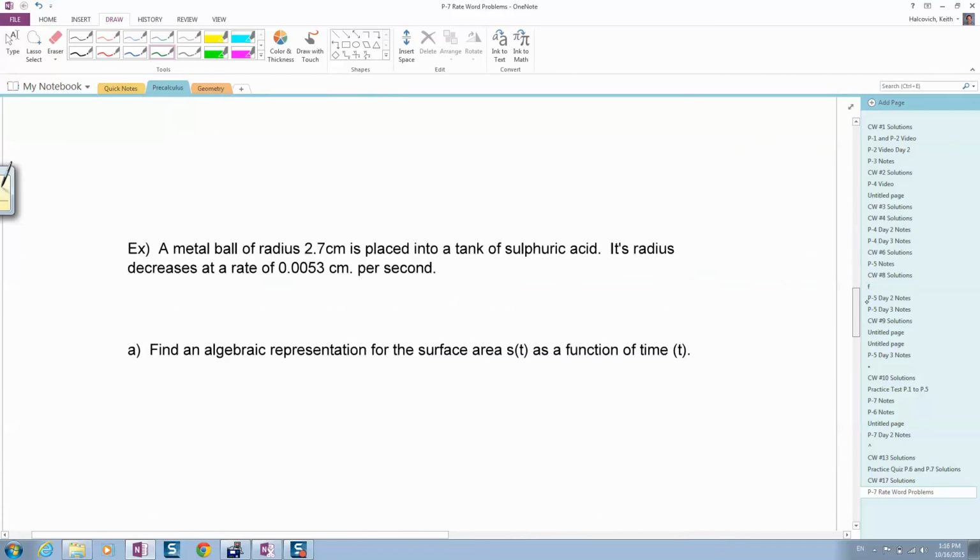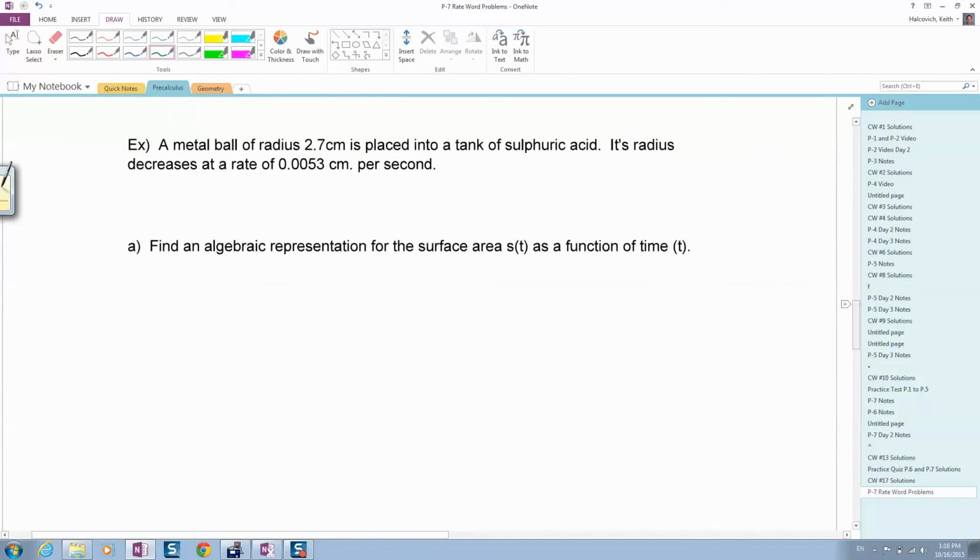All right. So looking at the next problem, it talks about a metal ball with a radius of 2.7 centimeters that's placed into a tank of sulfuric acid. And the radius is going to decrease at a rate of 0.0053 centimeters per second. So the radius starts out as 2.7 centimeters, but then it gets smaller by 0.0053 centimeters per second. So that's our radius.